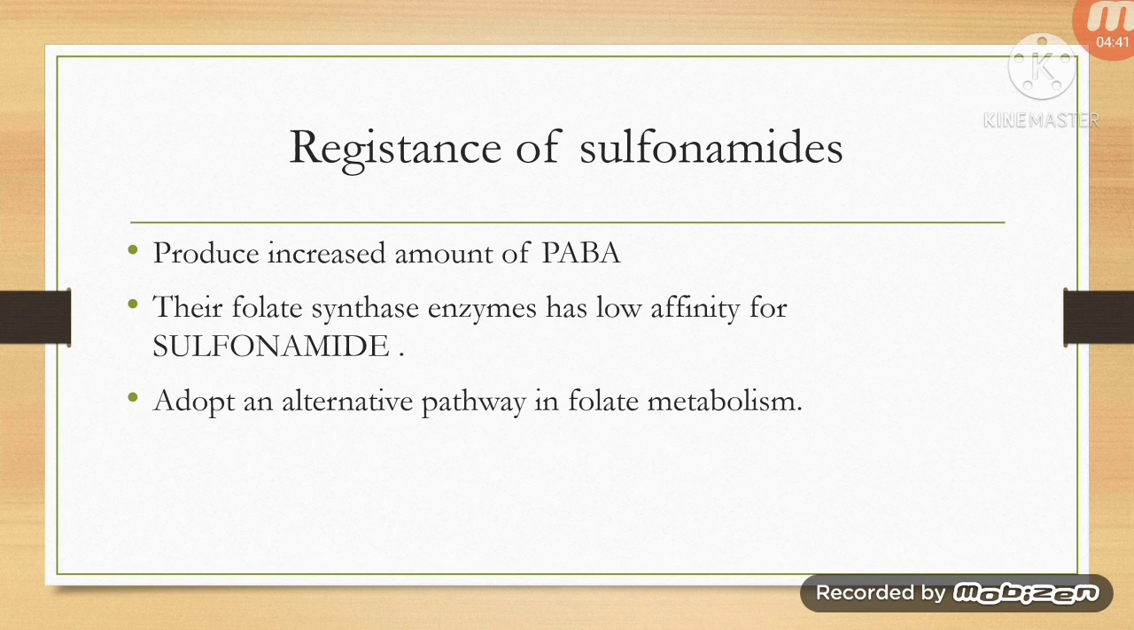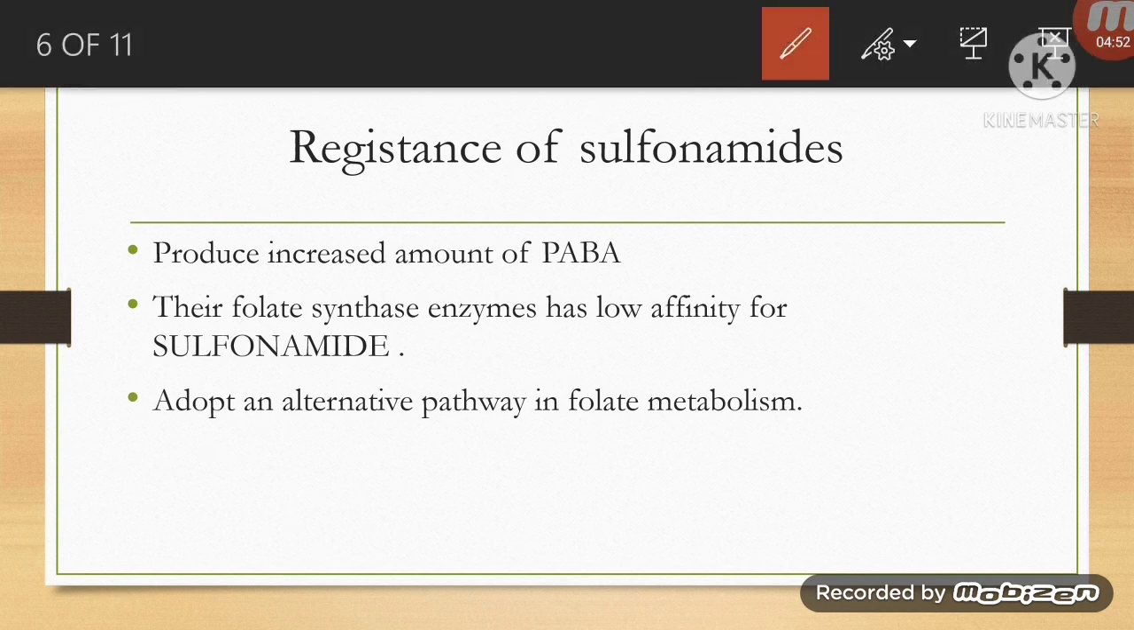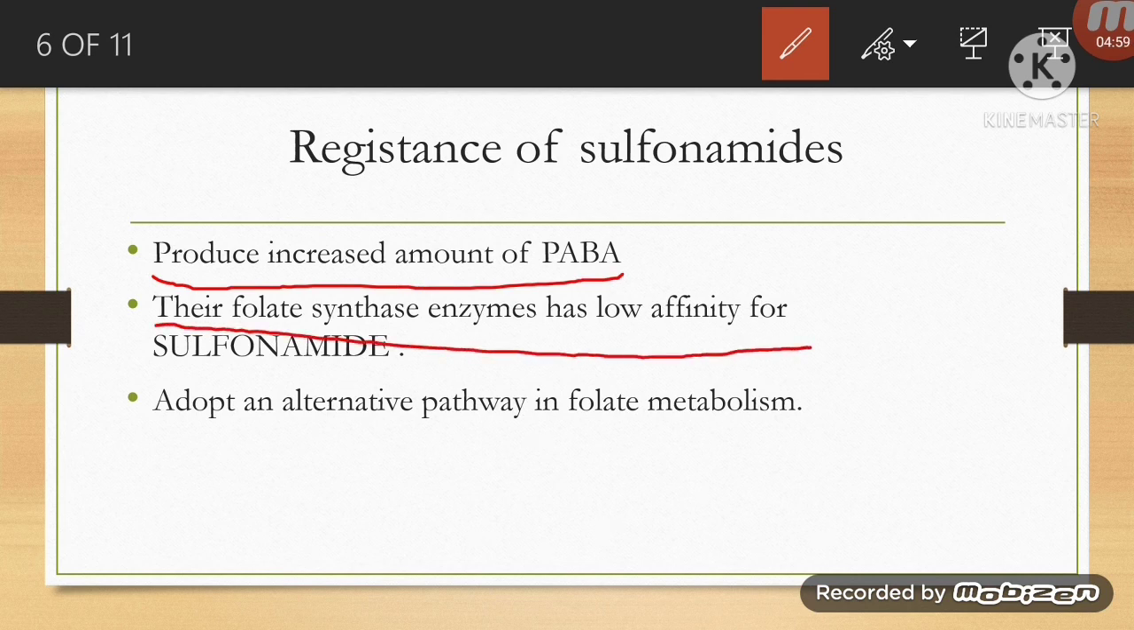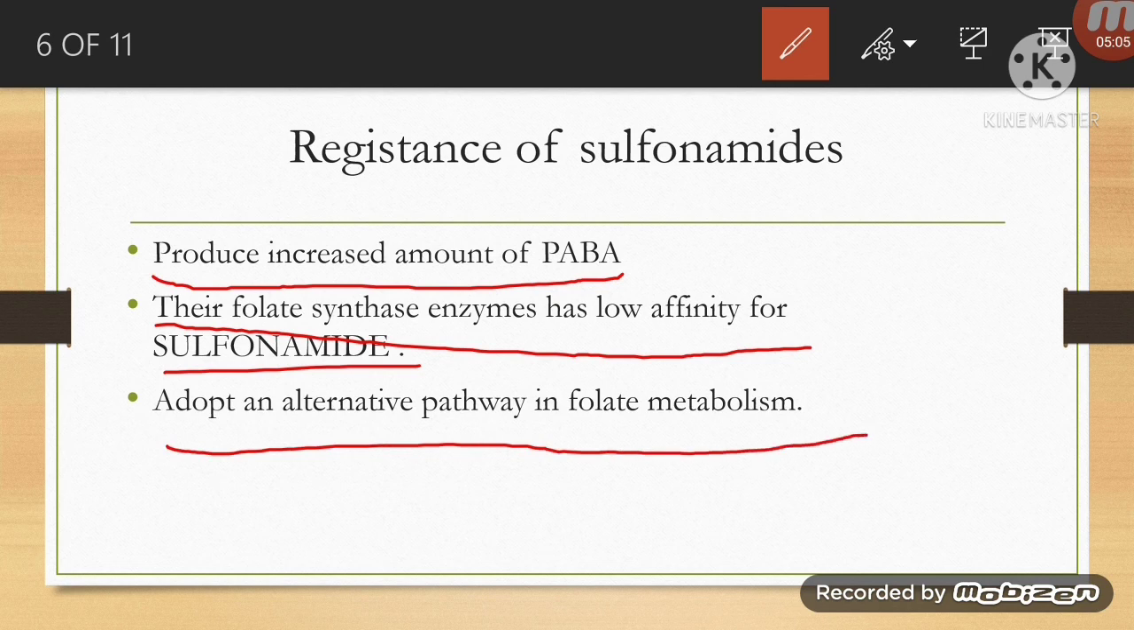So resistance to the sulfonamide is caused mainly by three processes. The first one is the production of an increased amount of PABA, the second is that their folate synthase enzyme has a low affinity for sulfonamides, and the third is adopting an alternative pathway in folate metabolism. These three processes lead to resistance to the sulfonamides.